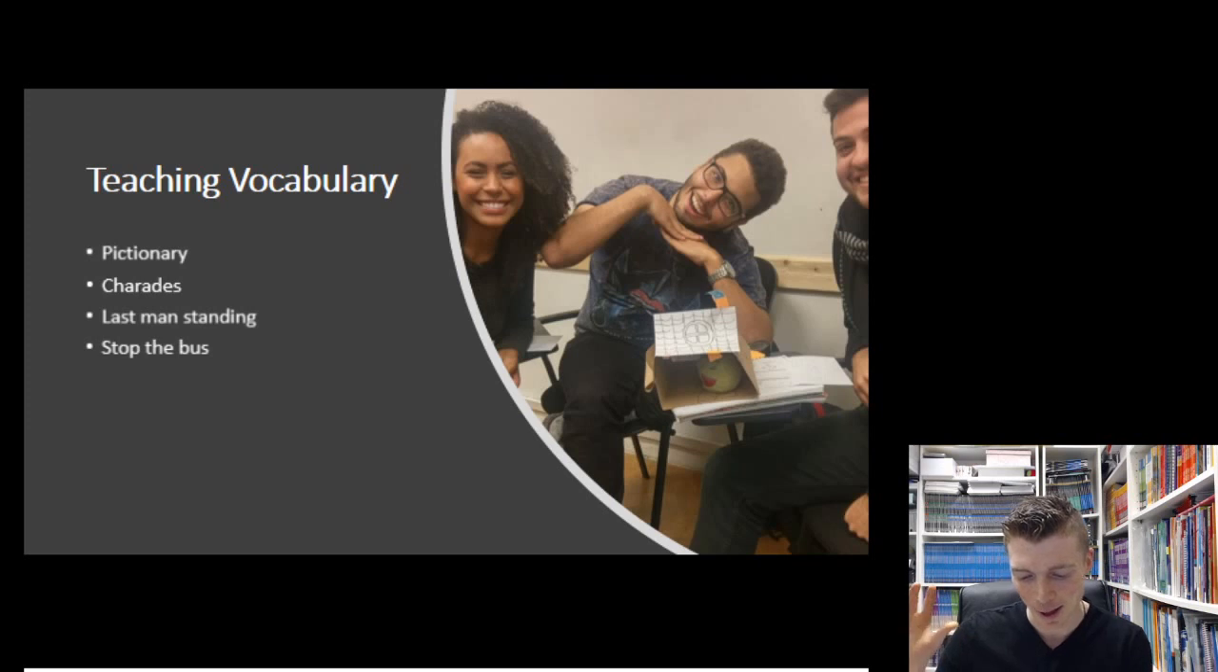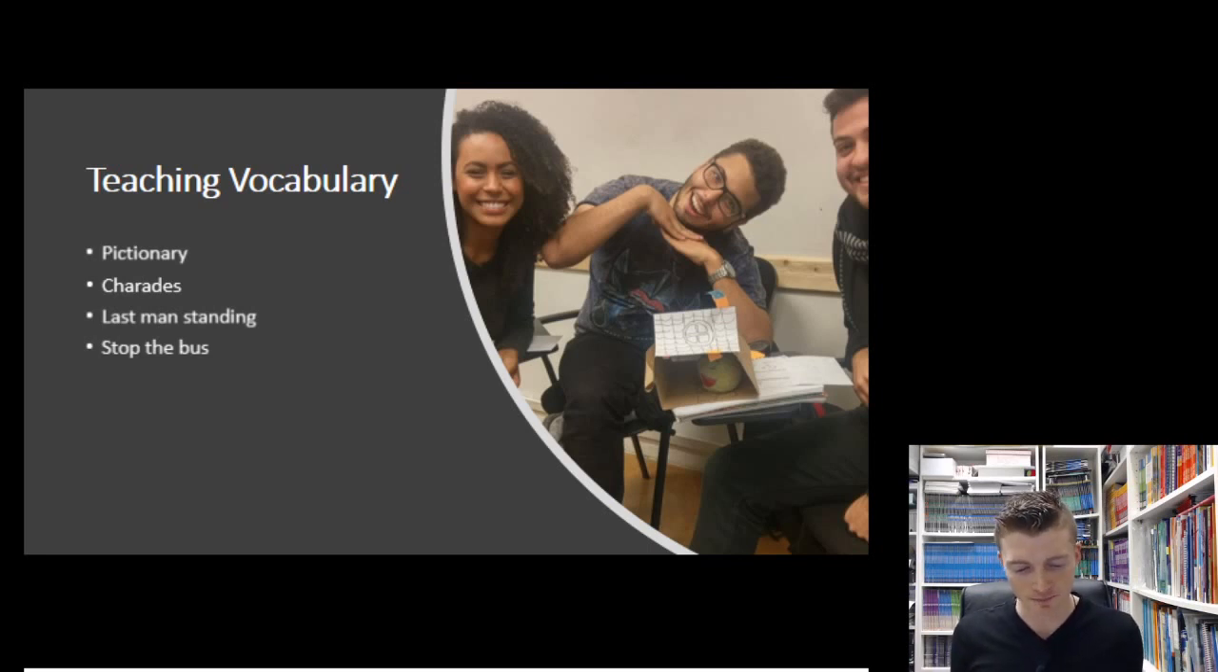Stop the bus. Now this is a fantastic way, in my opinion, to review vocabulary. So maybe at the end of a lesson or the end of the week, you could use this activity. So for those of you who haven't heard of it before, what stop the bus involves, first of all, you need pairs or teams. Each pair or team has a piece of paper and a pen. Now you will then say a category. So the category could be food, it could be objects, it could be whatever. I guess the more specific the better.